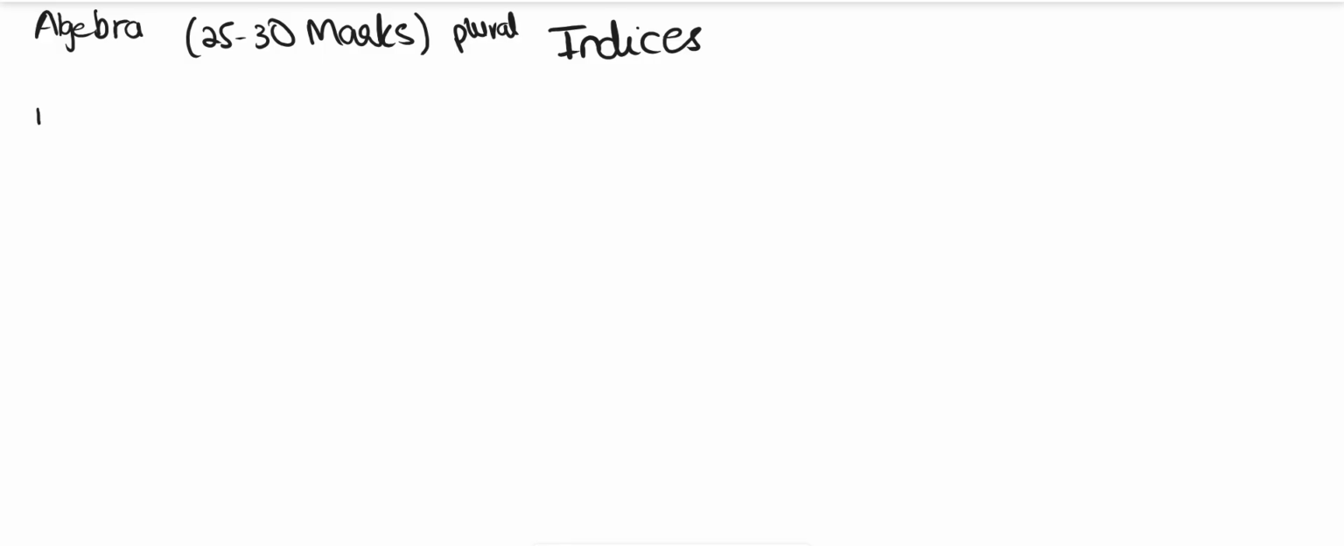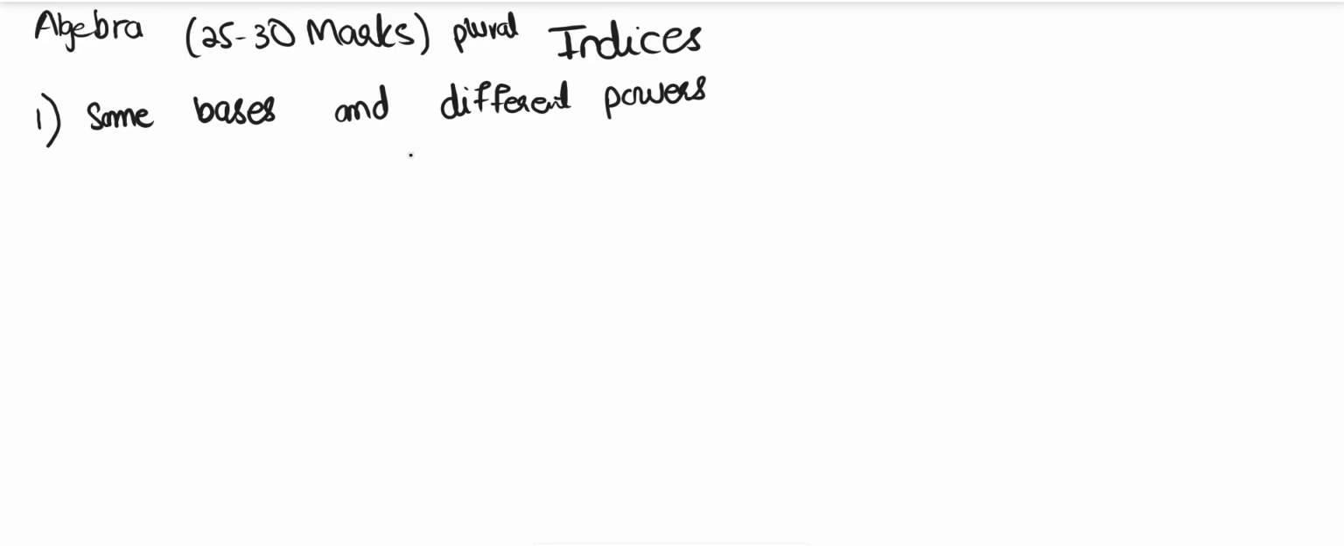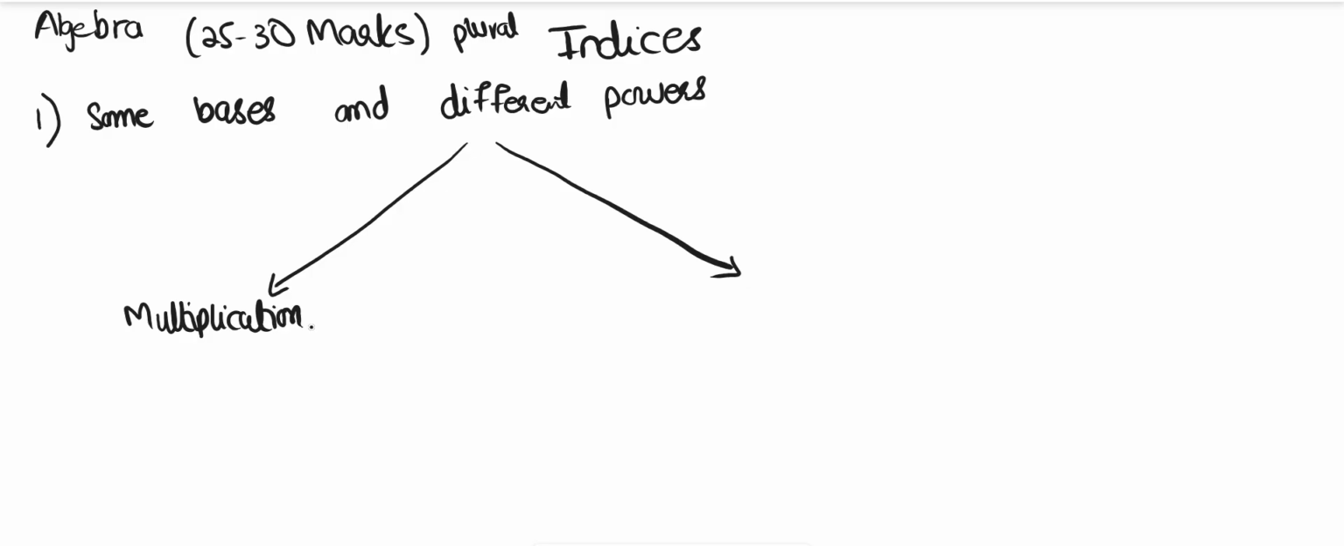The first and foremost rule that every student must know is that when we have same bases and different powers, this is further divided into two circumstances. What are those two circumstances? In one circumstance, we have a multiplication sign in between, and another case is a division sign in between.